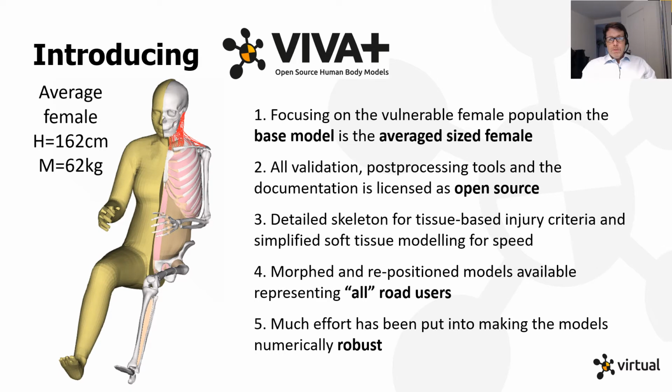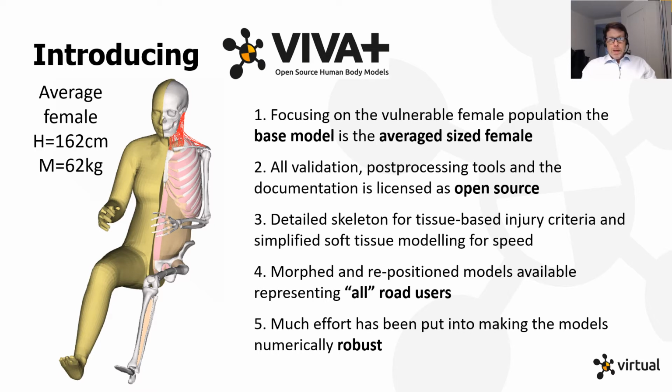So what have we done for the VIVA Plus models? As an inclusion statement, the first model we created was the average size female, instead of the average size male that traditionally is the first model in human body model families. This model is also the base model where all the development is carried out, and more on that later.